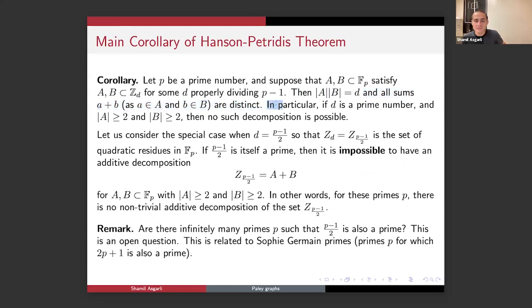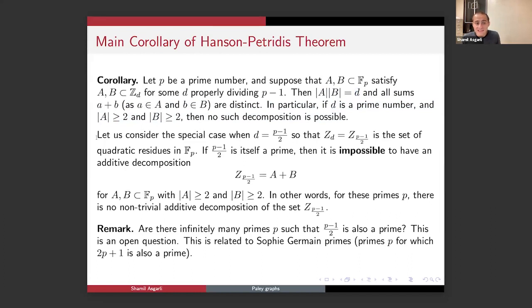Now, what does this mean? In particular, if D is a prime number and A is at least 2 and B is at least 2, then there's no such decomposition. Why? If D is prime, how is it possible to have A times B equal to D? The only way that's possible is either A is 1 or B is 1. So there's no way that you can have a non-trivial additive decomposition in the case when D is prime.